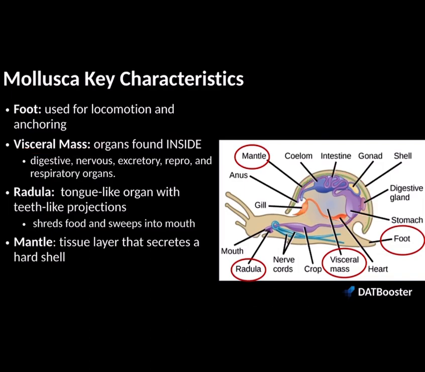Okay, let's talk about the radula. So the radula is a tongue-like organ that has these bristles, these teeth-like projections on it, that's used to sweep and shred food into the mouth. So it's a specialized organ for mollusk digestion. And then the last key characteristic of a mollusk is going to be the mantle. This is a tissue layer that secretes the hard outer shell.